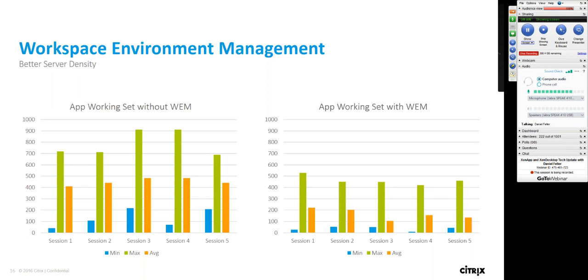The blue is minimum, the green's maximum, and the orange is the average amount of working set RAM for a particular application, without WEM and with WEM. And basically what you can see is it drops quite significantly.